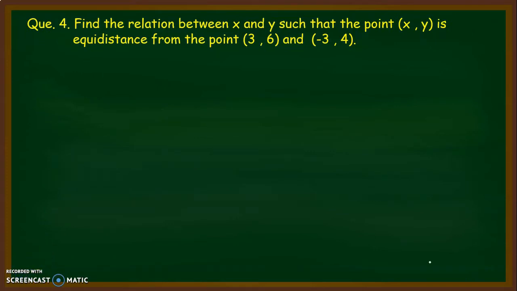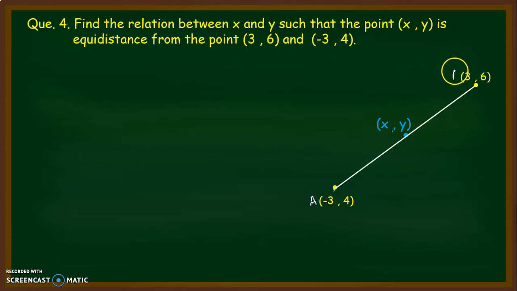Question number 4. Find the relation between x and y such that point (x, y) is equidistant from the points (3, 6) and (minus 3, 4). So here let's say the first point is (minus 3, 4) and the second point is (3, 6), and this point (x, y) is equidistant from those 2 points. So let's say the first point is A, the second point is B, and this point is, let's say, C.